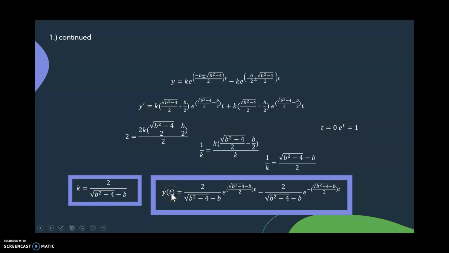We plug both k and r back into the equation for this method, and we're left with y of t equals 2 divided by the square root of b squared minus 4 minus b times e to the square root of b squared minus 4 minus b divided by 2 times t power, minus 2 divided by the square root of b squared minus 4 minus b times e to the negative square root of b squared minus 4 minus b divided by 2 times t power.